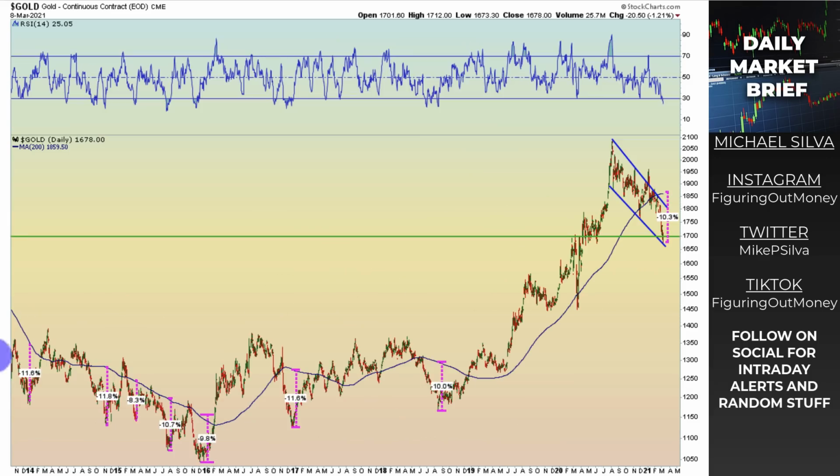So what I want to call out though from a daily perspective, this blue line, okay, kind of squiggling through this chart, is the 200-day moving average.